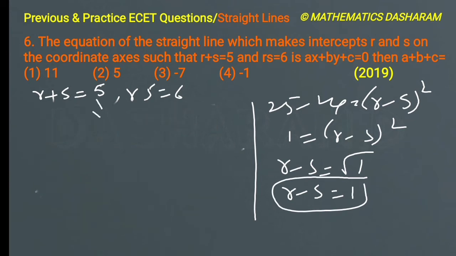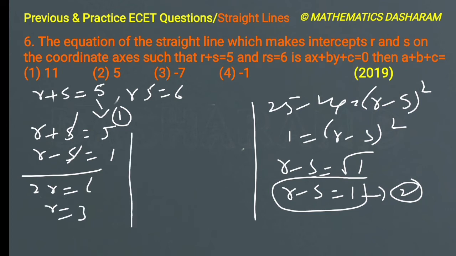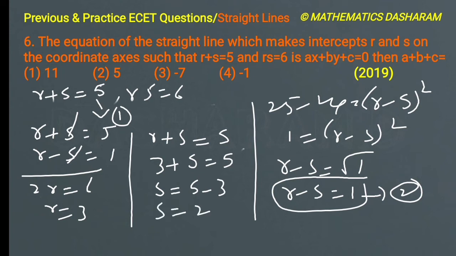So now select this as equation 1 and this as equation 2. Using the elimination method, let's add both equations. Now s minus s cancels, 2r equals 6, r equals 3. Substitute this r equals 3 in any equation. I am substituting in equation 1. So 3 plus s equals 5, s equals 5 minus 3, s equals 2.